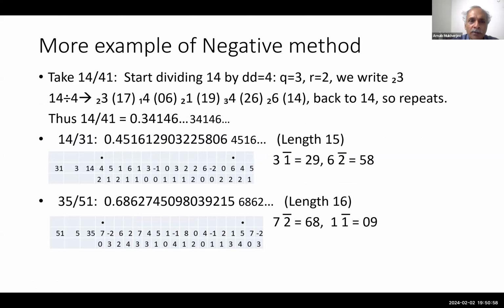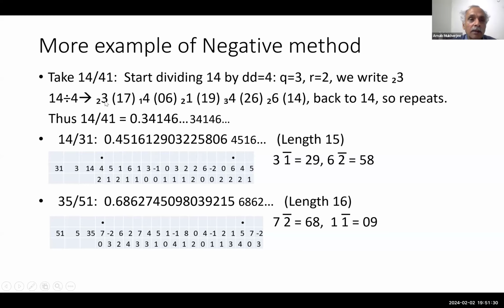14 by 41. We start dividing 14. Sorry, 14 by 41. The divisor digit is 4 itself. Not the Ekadhikena Purvena, this is just the Purvena. It is not 10n minus 1, but it is 10n plus 1. So therefore just that 4. 14, you have to start dividing by 4. The quotient is 3 and the remainder is 2. 3 and 2.